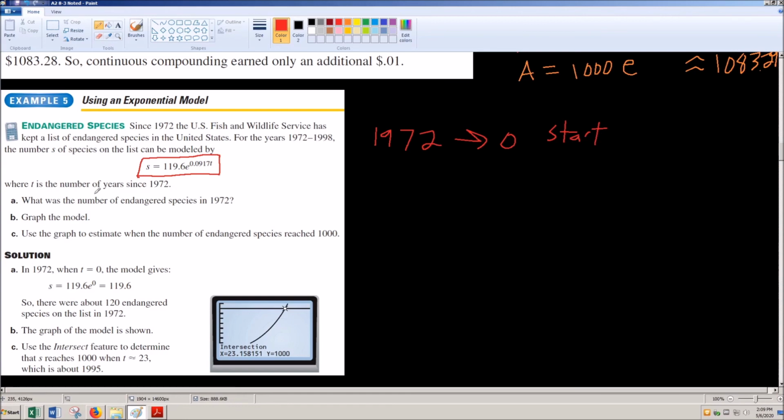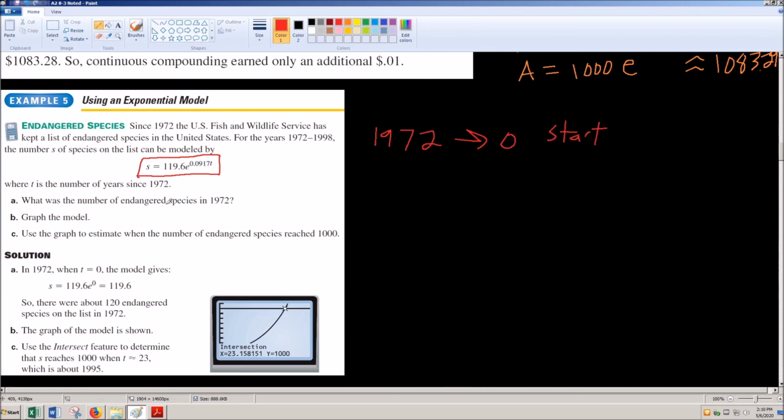So what was the number of endangered species in 1972? In 1972, I'd plug in a 0 here, and it'd be 119.6 times e to the 0.0917 times t, which is 0. This is just going to give me 1, so it's just going to come out to 119.6, which will round to 119. The reason we round down here is because if I had 0.6 animals, I would not call that a full animal. I would round that down.